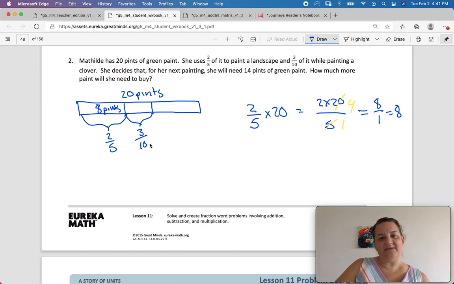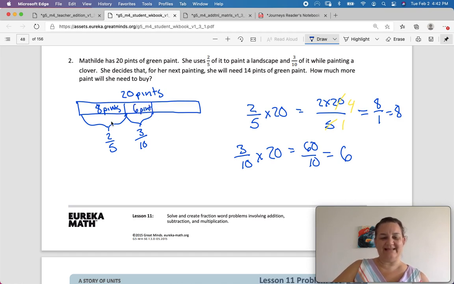Now, how much did she use for the clover? 3/10 times, again, 20 equals 60 over 10. If you don't know how I got there, talk to me. 3 times 20 is 60, which equals 6. And if you don't know how I got there, talk to me, okay? 10 goes into 60 six times. So this one is 6 pints.